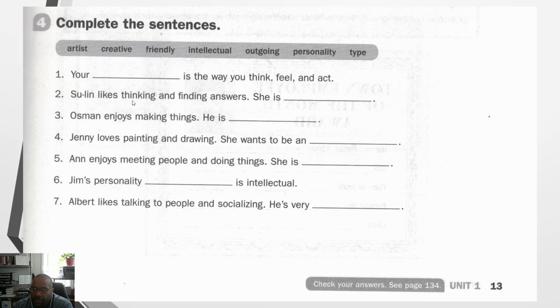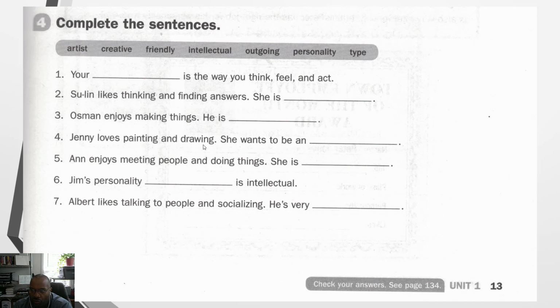Sulin likes thinking and finding answers. She is, I wrote down, intellectual. Number 3, Osman enjoys making things. He is, I wrote down, creative.